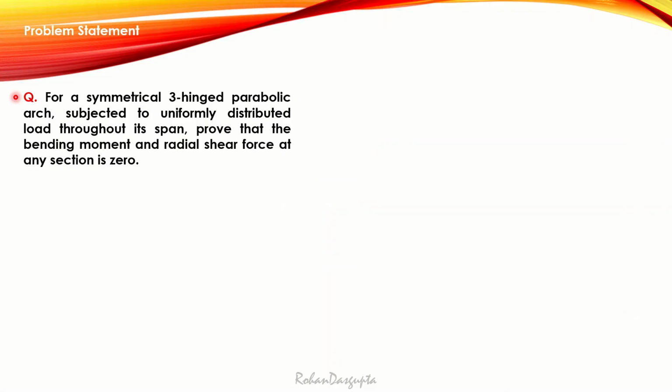Now, usually this analysis is asked in the exam in the form of a proof, and the question goes something like this. For a symmetrical three-hinged parabolic arch subjected to uniformly distributed load throughout its span, prove that the bending moment and radial shear force at any section is zero. So what we have to prove is that the BM and RSF at any section is zero if a three-hinged parabolic arch, which is symmetric in nature, is subjected to a UDL throughout its span.